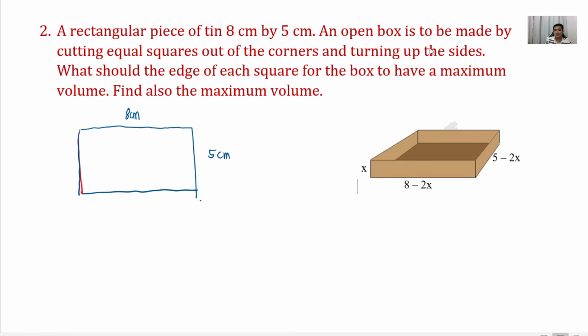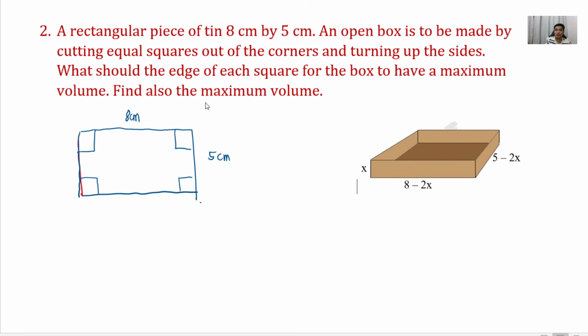Then, an open box is to be made. So, gagawa tayo ng open box. So, katulad nung nasa right, open box is to be made by cutting equal squares out of the corners. So, para ma-fold natin yan, class, magtatanggal tayo ng equal squares dito sa corners. So, tatanggalin yan para ma-fold natin yan mamaya pataas para makabuo tayo ng open box. Okay? What should be the edge of each square for the box to have a maximum volume? And find also the maximum volume.